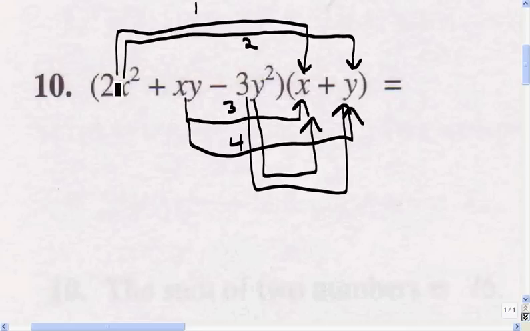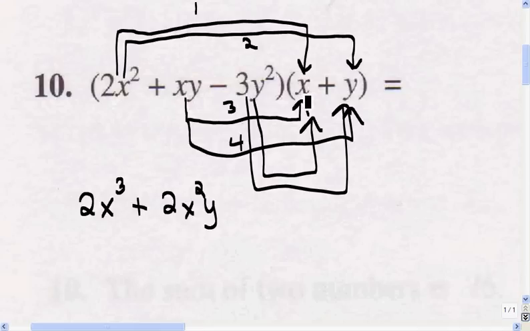So start with number 1. 2x squared times x squared equals 2x to the fourth. 2x squared times y equals a positive 2x squared y. And then since I've already multiplied the first term times everything in the second parentheses, I go to the next one. I'm going to do xy. So we're going to go to the second term.